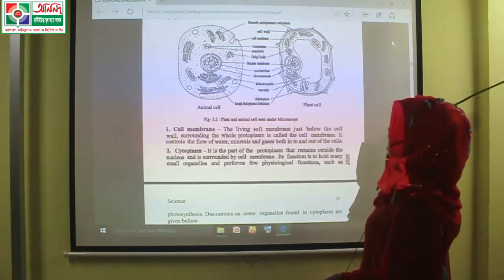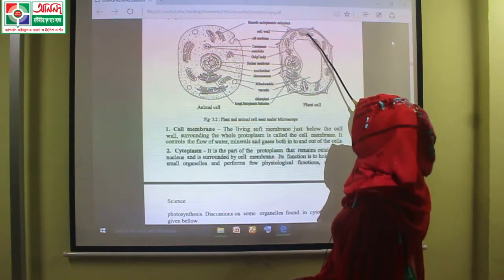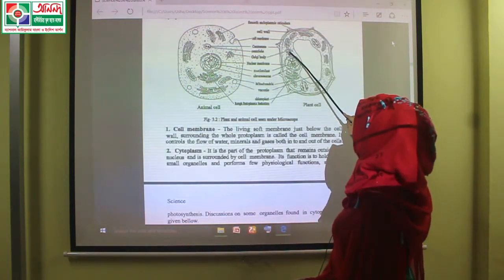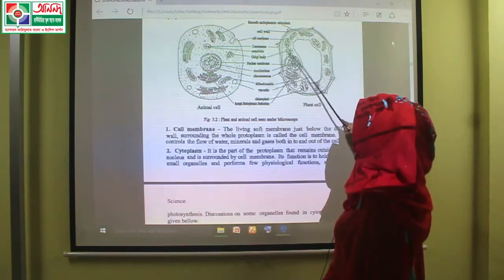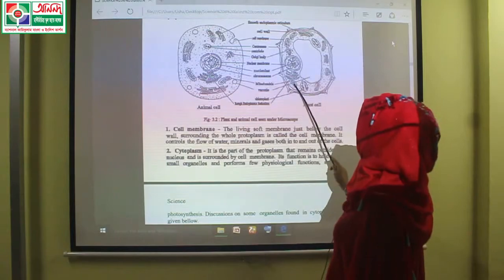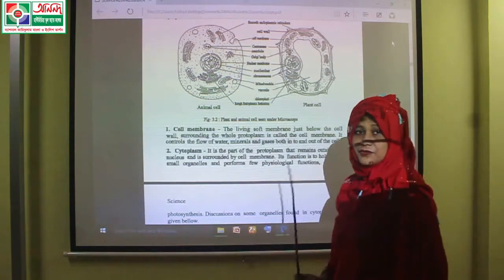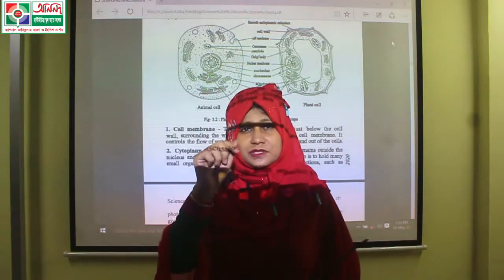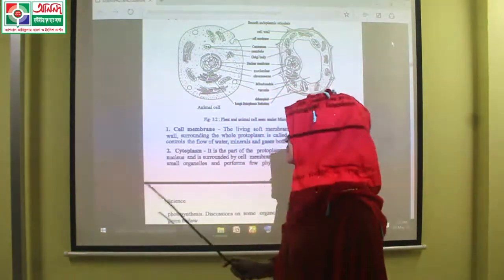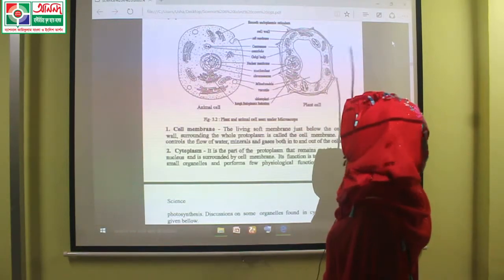And in case of plant cell, again cell membrane, cell wall, smooth endoplasmic reticulum, Golgi bodies, nuclear membrane, nuclear pore, nucleolus, nucleoplasm, and this one is the rough endoplasmic reticulum. When you draw rough endoplasmic reticulum, you just give some dots. That means there are some ribosomes, and this is the vacuole and this is the chloroplast.